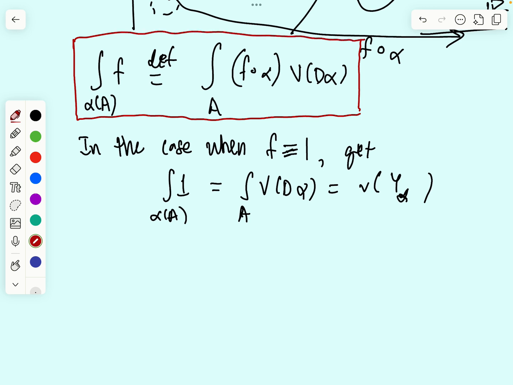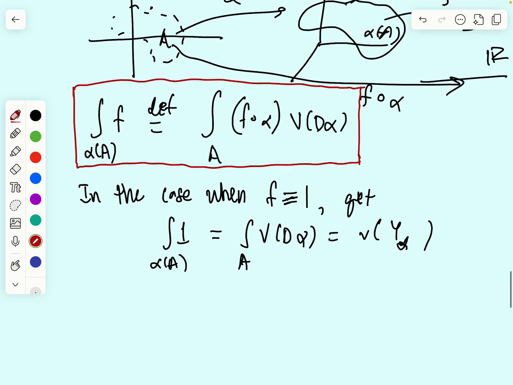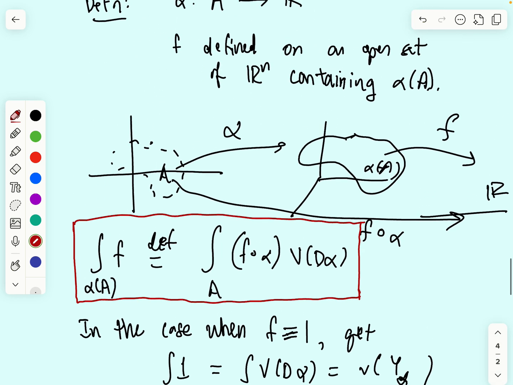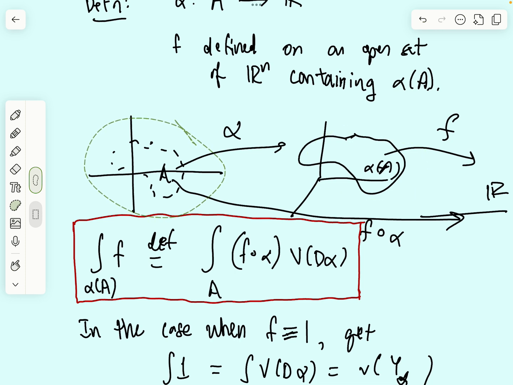And it's a sensible definition, because in the case when f is the constant function 1, you get the volume. And in general, you're just replacing this integral. So you have a function defined on this weird thing, and then you replace it with an integral on a flat R2 or RK, an open set. But the point is that this alpha in general will distort areas. And so there's this correcting factor v of d alpha, which takes care of that. It sort of takes that into account.